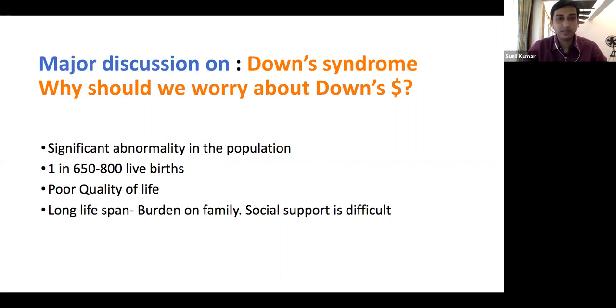Down syndrome is a significant abnormality in the population, which as I've already mentioned, happens at 1 in 650 to 800 live births. And these Down syndrome babies live for a very long period. It's not that soon after birth they will succumb. They live a full life, 50, 60 years. When they live for such a long time, the quality of life will be very poor, and there is a burden on the family, and social support is difficult to take care of these babies, especially when they're females.